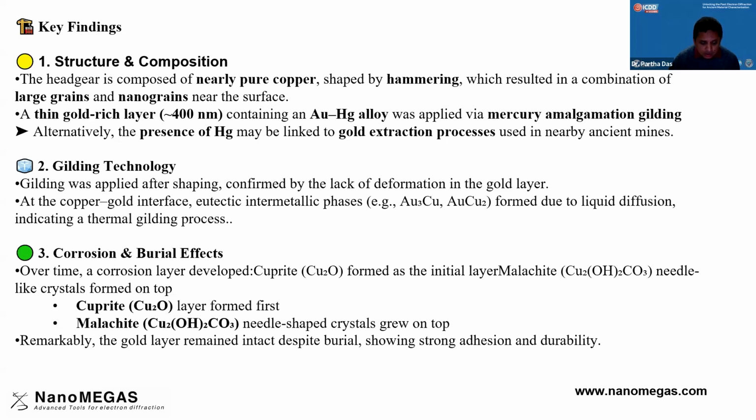And then during the corrosion process, first the cuprite was formed on top of the gold layer, and then the malachite was formed on top of that. But still, as you can see, the gold layer is intact, so the adhesion and durability was very strong using the procedure they followed for the gilding technology.